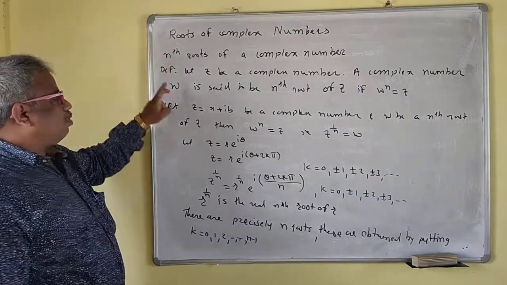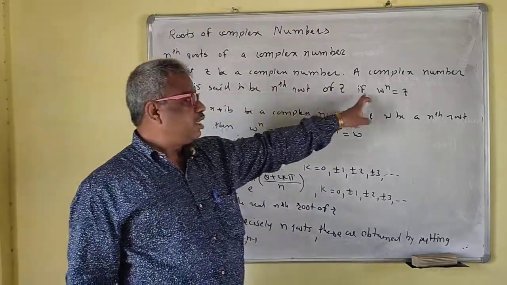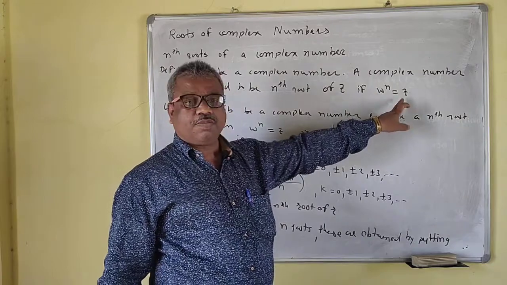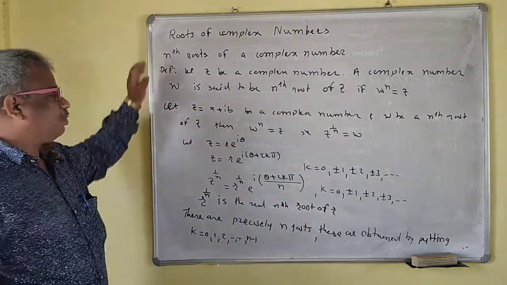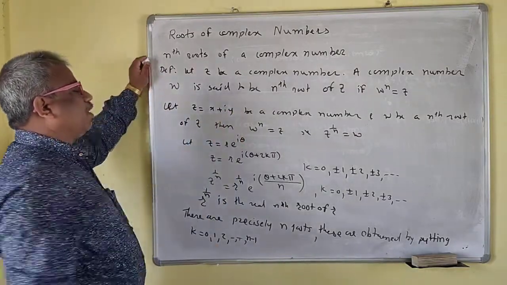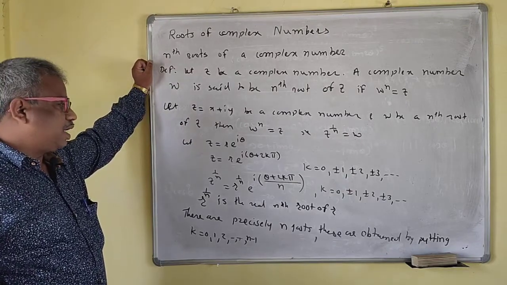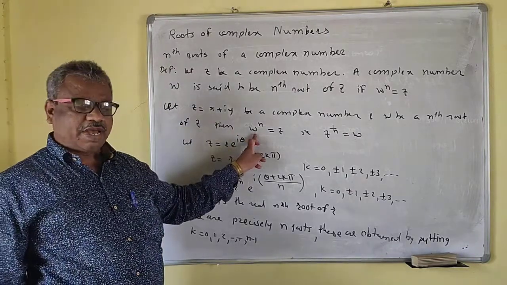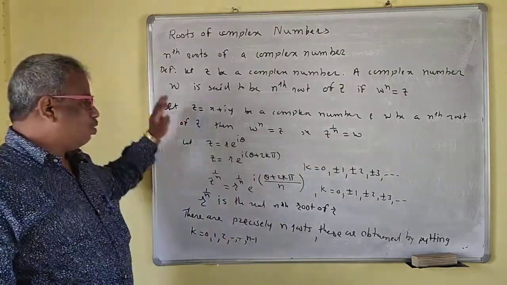Let z be a complex number. A complex number omega is said to be an nth root of z if omega to the power n is z. Suppose z is equal to x plus iy, a complex number. Let omega be the nth root of z. Then omega satisfies omega to the power n equals z.